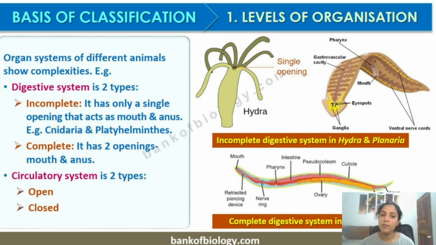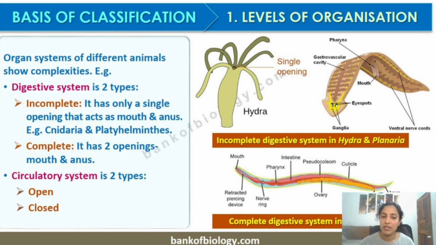So the organism with a single opening, which acts as both mouth and anus, is mostly seen in the phylum Cnidaria and Platyhelminthes. And the next type of digestive system you can see is the complete digestive system, in which a well developed mouth and anus, that is two openings, are present.